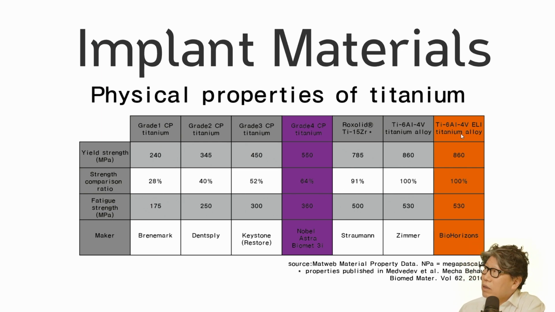When looking at the alloy as 100, grade 4 is about 64% and Roxolid is 92%. Roxolid contains zirconia, so it is very brittle. Brittleness means that it breaks easily under impact. So it doesn't seem helpful, but it looks good because it's made by a famous company called Straumann Implants. The company power is significant.